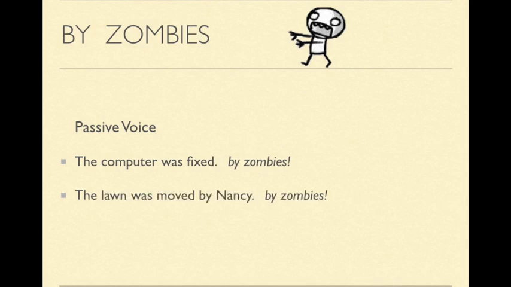The lawn was mowed by Nancy. If I replace "by Nancy" with "by zombies," the lawn was mowed by zombies. Passive voice because it makes sense. The cave was explored. If I can't identify if this is passive voice, I try to see if I can put "by zombies" somewhere in the sentence. The cave was explored by zombies. That makes sense. This must be passive voice.